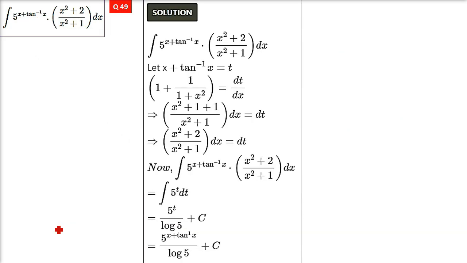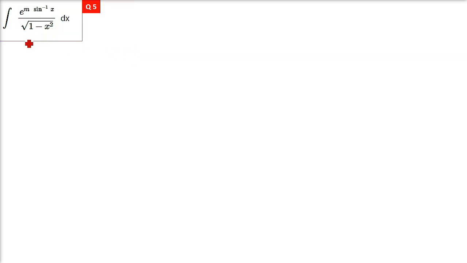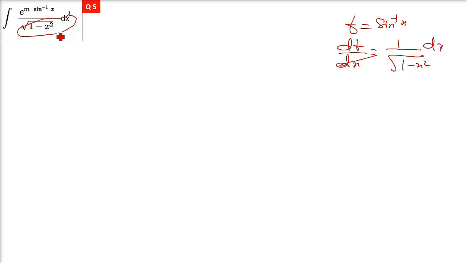So this is the way you're going to solve it and write it, because logic is something different, but writing is altogether a different art. Next: e^(m sine inverse x) divided by under root 1 minus x². Now here there are two things. Either you can assume sine inverse x as t, or you can take m sine inverse x as t. Both ways it's possible. So t is sine inverse x, dt by dx will be 1 by under root 1 minus x². Now dx goes up, and this whole is your dt.